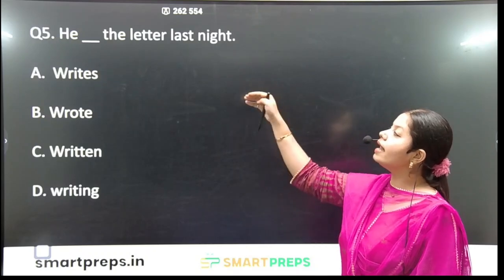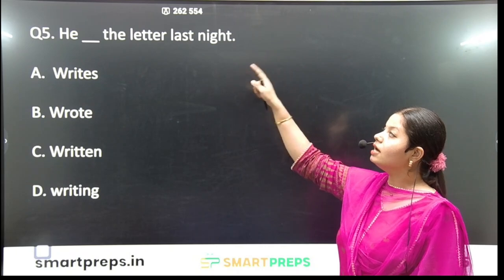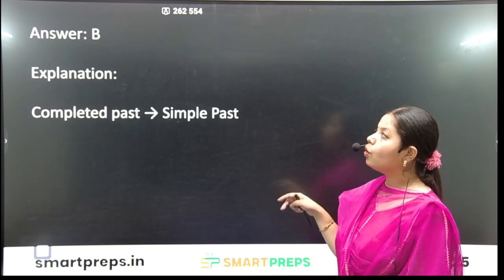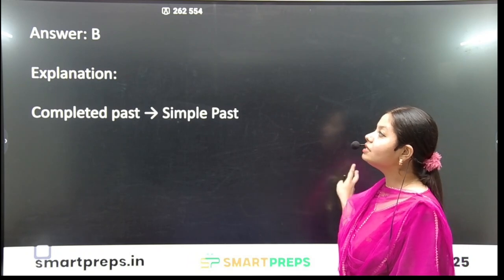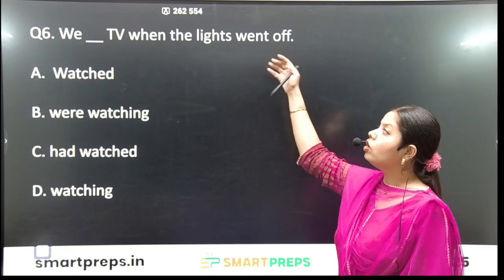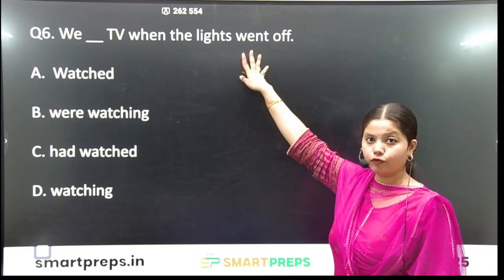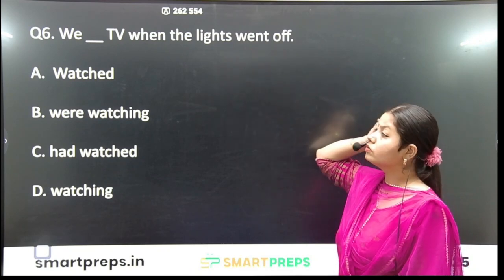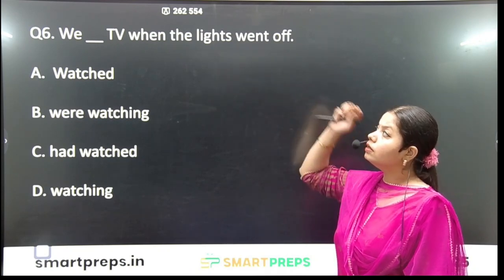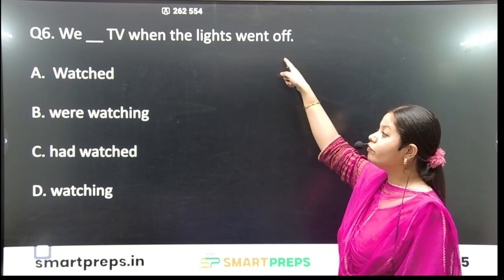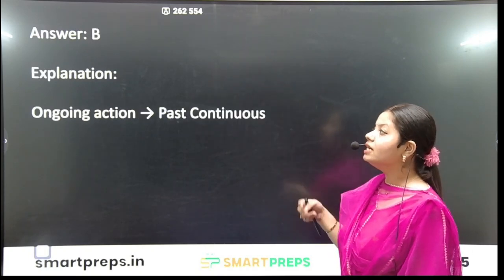He wrote the letter last night. He wrote. Yes, completed past, simple past. We were watching TV when the lights went off. When the lights went off, that is the past action. So before it, what happened? At that specific time, what happened? When the lights went off, we were watching TV.